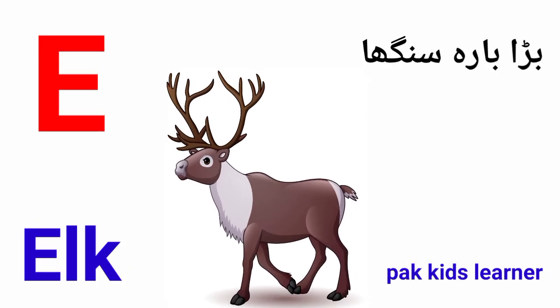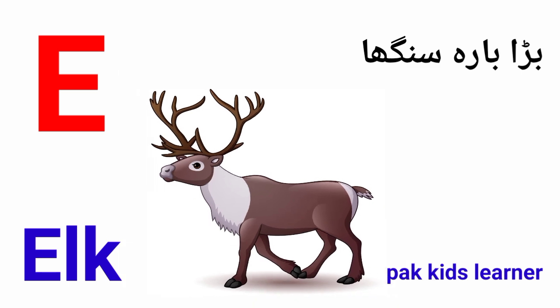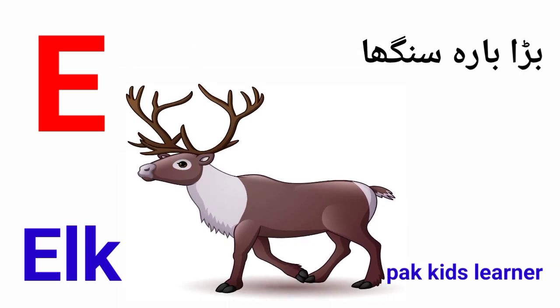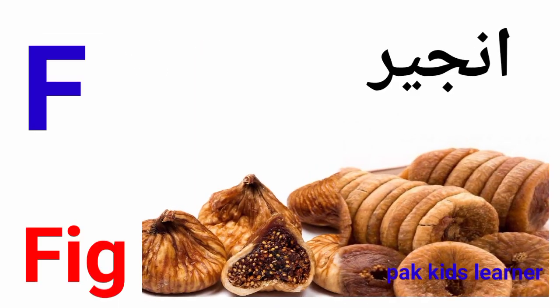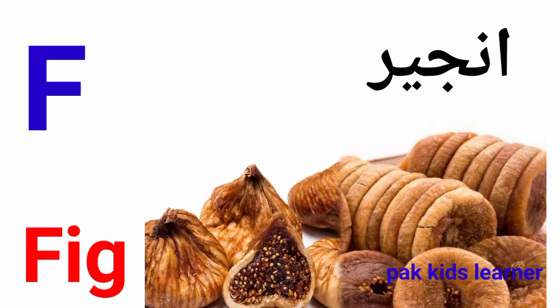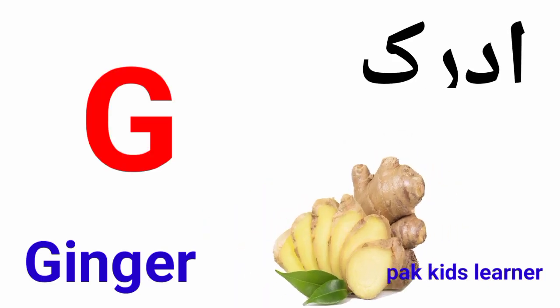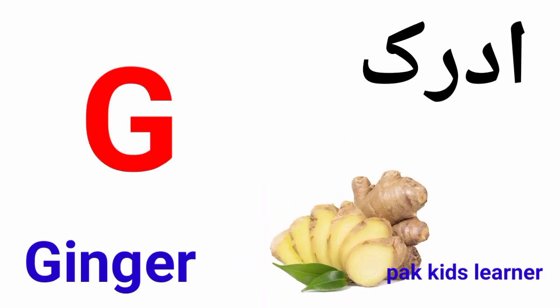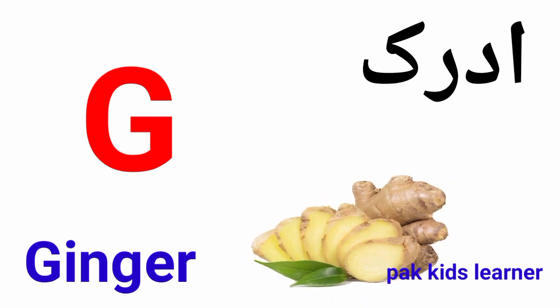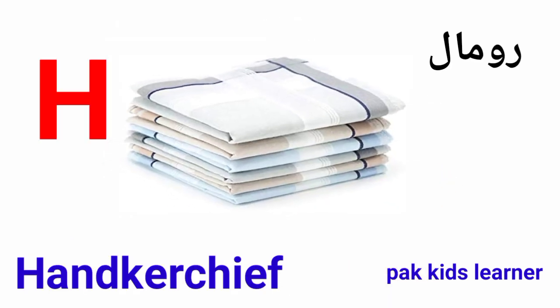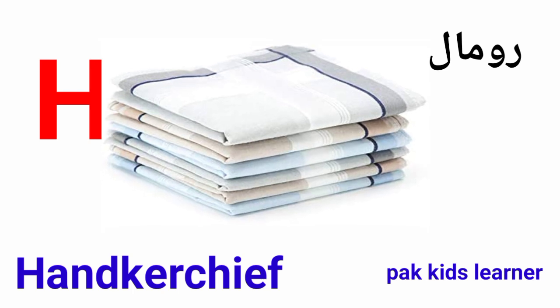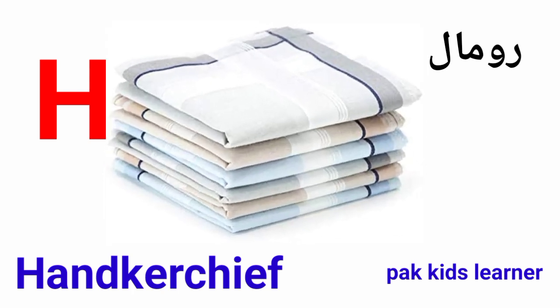E for elk. Elk means bada barasinga. F for fig. Fig means injir. G for ginger. Ginger means adrak. H for handkerchief. Handkerchief means rumal.